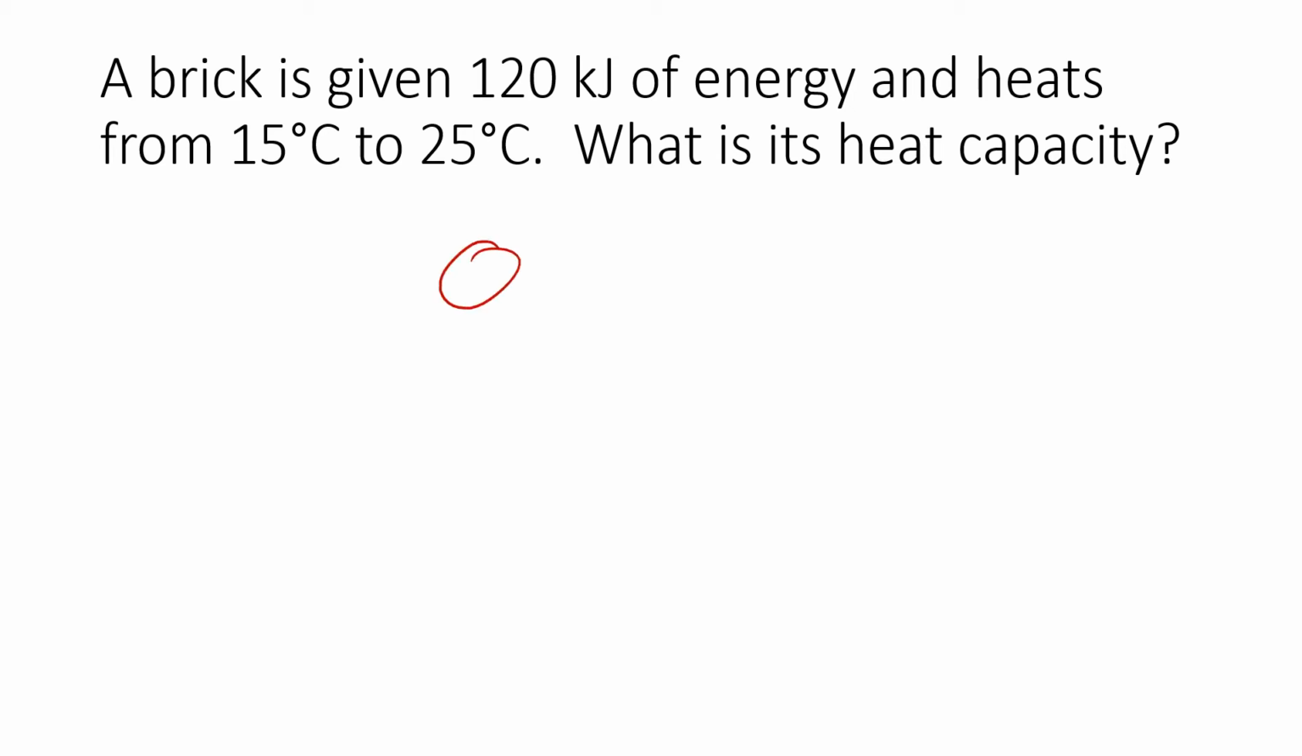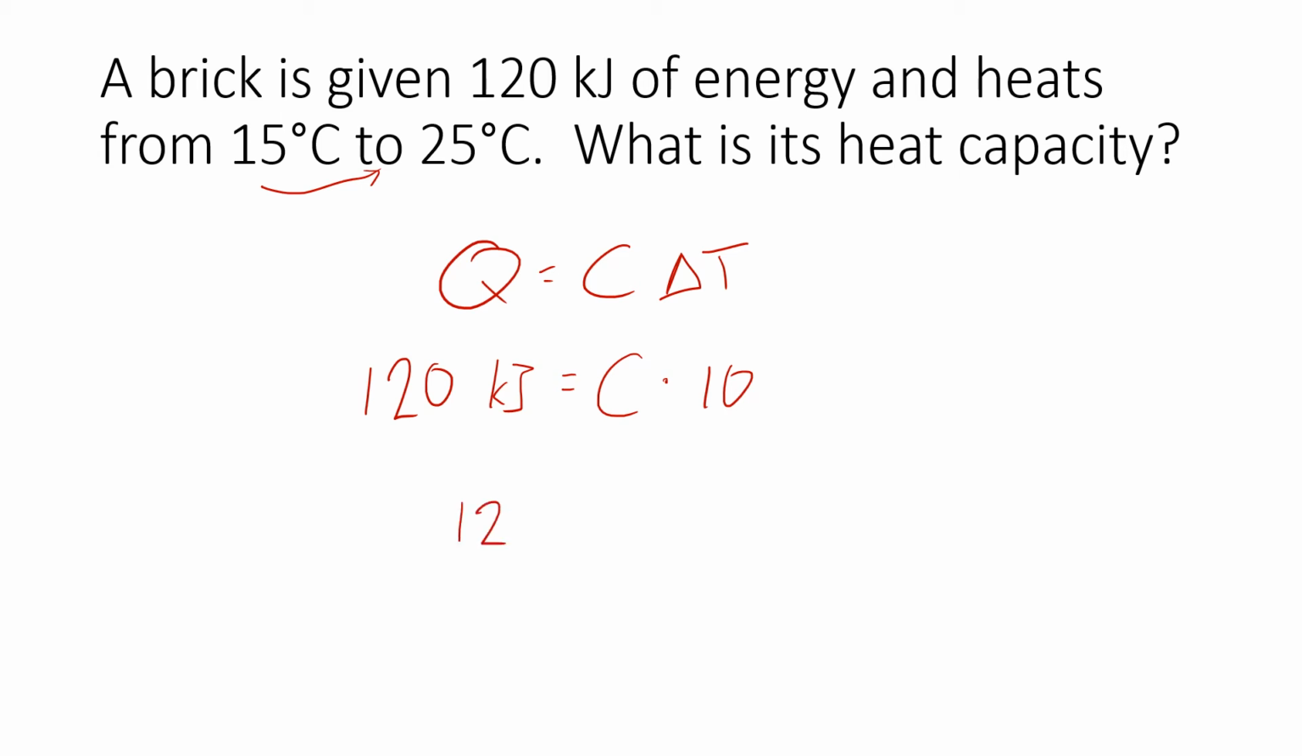So the heat capacity formula is Q is equal to big C delta T, right? It took in 120 kilojoules. We'll just leave it in kilojoules, how about? And that's going to equal the heat capacity times the change in temperature. 15 to 25 means you went up by 10 degrees, so divide by 10. So that means that 12 is equal to the heat capacity.